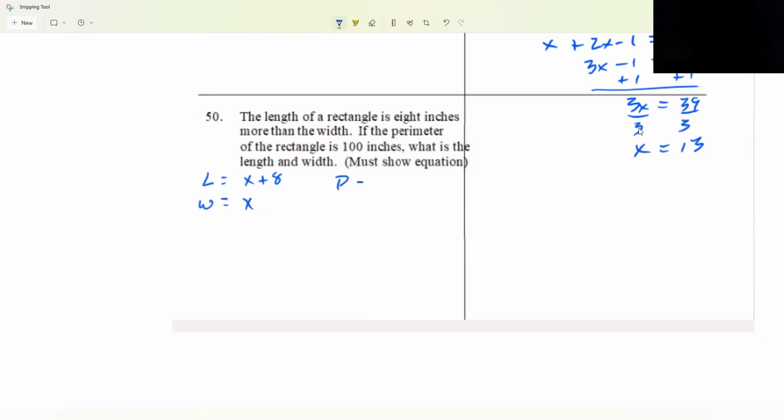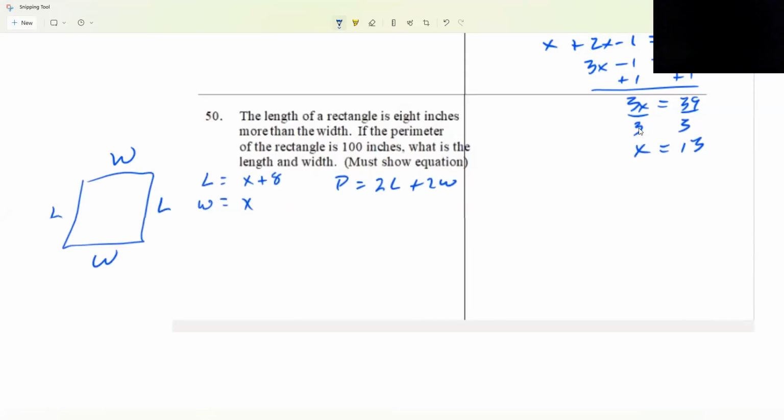You don't need to know it, but the perimeter is equal to twice the length plus twice the width. Because remember, with a rectangle, you've got length, length, width, width. If you want to write it as L plus W, that's fine. We know that the perimeter there is 100. So 2 times the length, we're saying the length is x plus 8, plus 2 times the width, we're saying that's x.